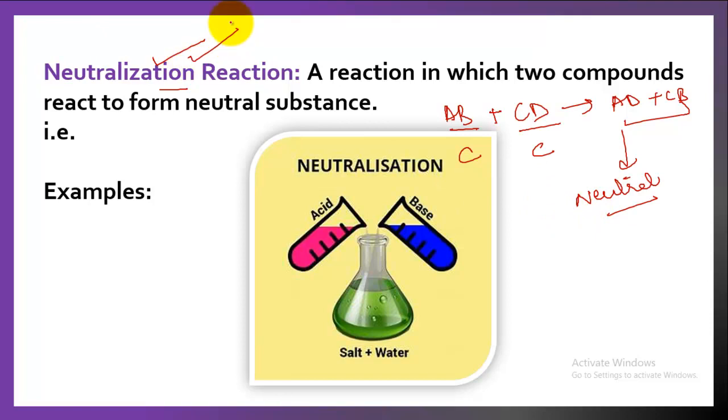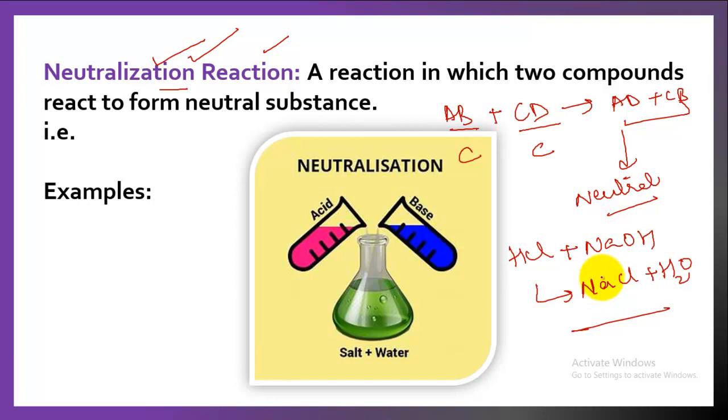So whenever double decomposition or double displacement is taking place, either it will lead to the formation of a neutral substance or it will lead to the formation of an insoluble substance, that is, a precipitate. Let's take an example for neutralization. Let's say I have an acid HCl and a base NaOH. When both of them react together, they form NaCl and we get water. So NaCl is a neutral substance, and the reaction is referred to as a neutralization reaction.